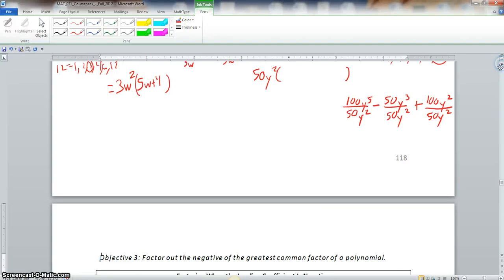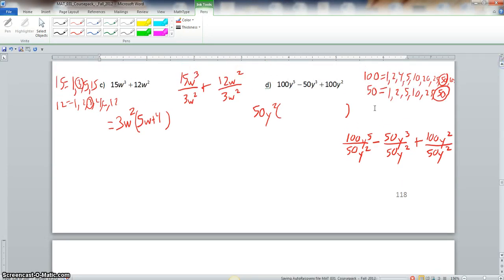Okay, class, we're picking up where we left off on this problem here, problem D. Now, we got here where we found the greatest common factor, which was 50, and also that with the variables, we ended up with y squared. So our greatest common factor was 50y squared. Now, we divide each one of these terms by 50y squared.